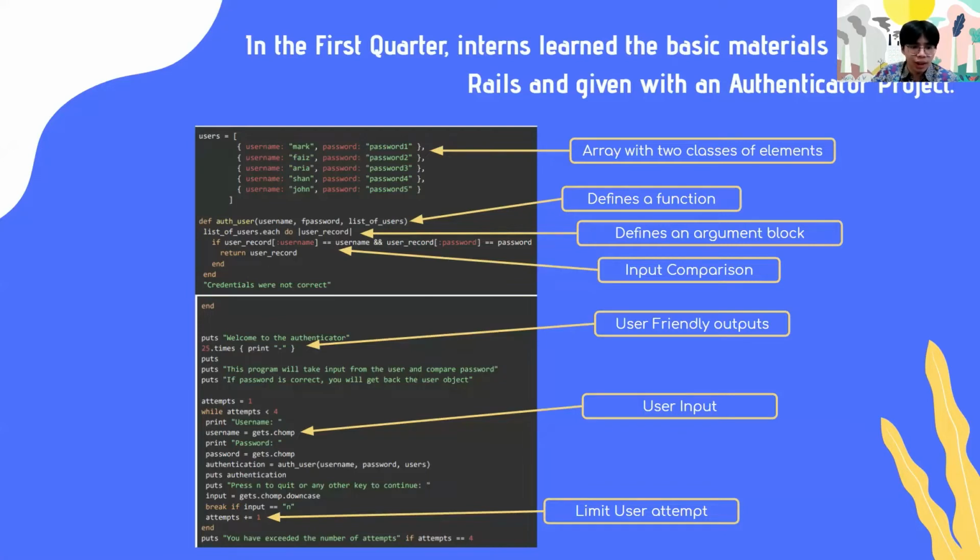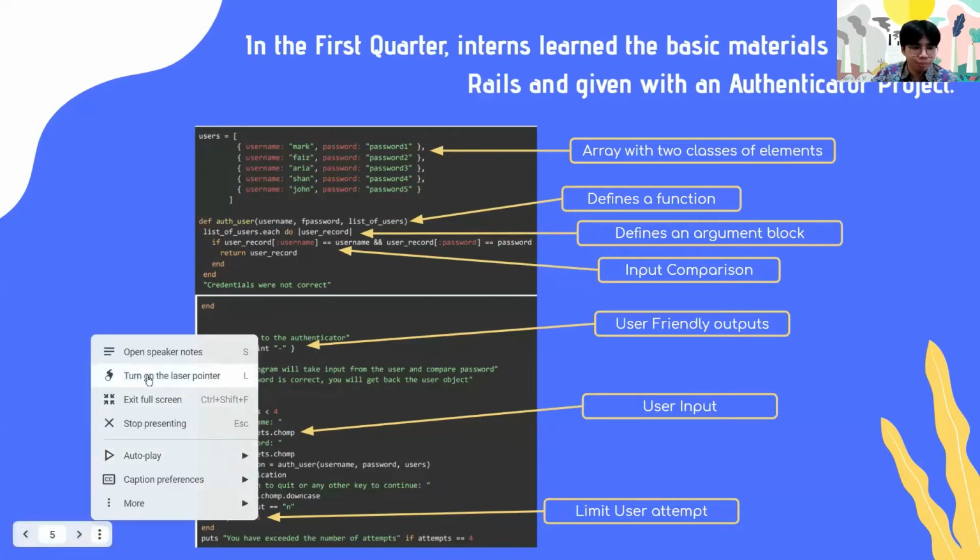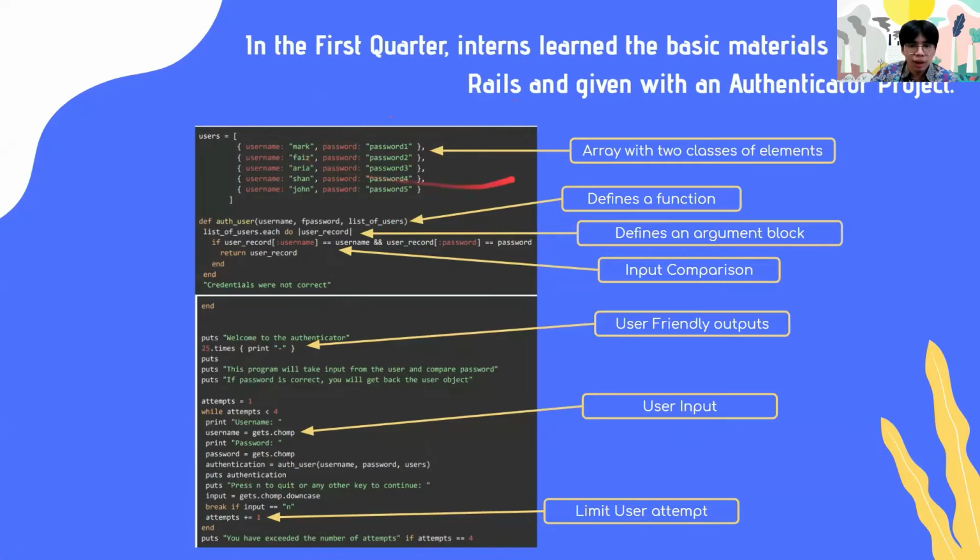So as you can see here, there's a code that we made a while ago. Up above, there's the list of users. This is just a proxy: Mark, Vice, Arya, Sean, and John with their own passwords. So this is basically just an array with two elements, the username and password.